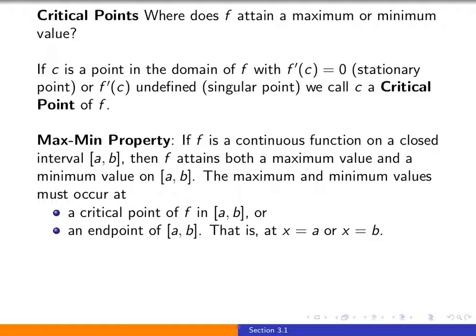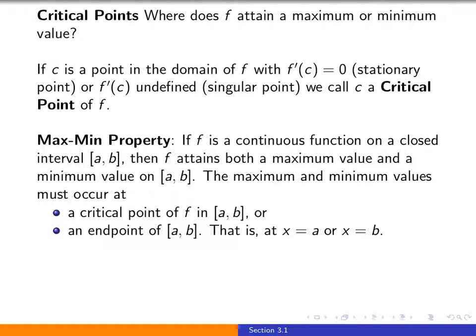So the question that we ask is, where does f attain a maximum or minimum value? And we said it turns out maybe at an endpoint of the interval or one of these special points inside the interval. So if c is a point in the domain of a function where that first derivative is equal to 0, something the text calls a stationary point, or if f prime of c is undefined, we call c a critical point of f.